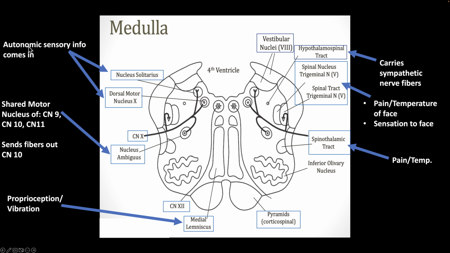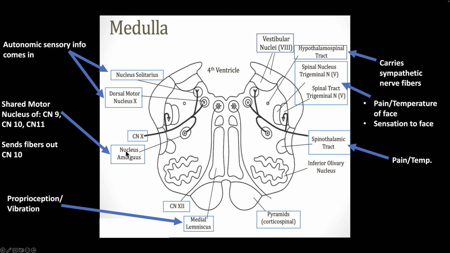So you have autonomic sensory info coming in. You're going to get sensory information coming from, let's say, the carotid body, the aortic arch, a lot of sensory modalities coming in. So this will be definitely important for that region here.